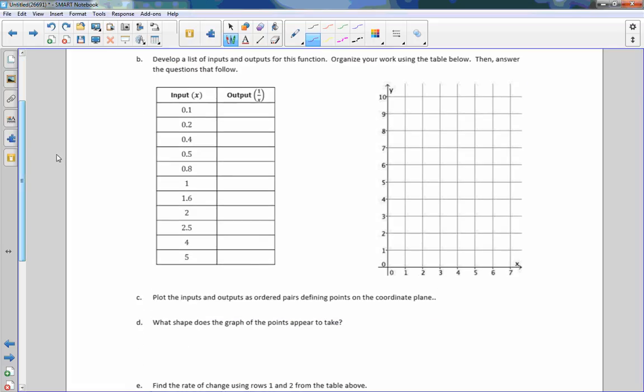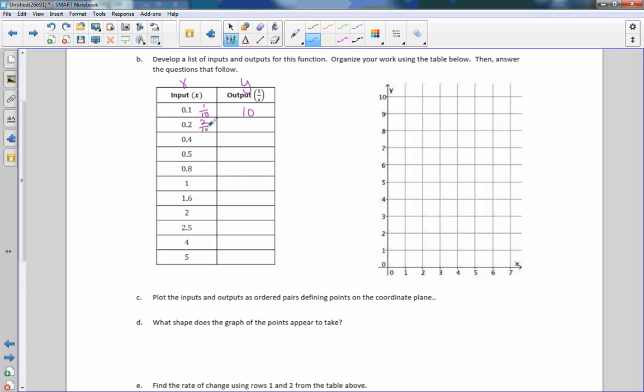Okay, so here we go. Develop a list of inputs and outputs for the function. Organize your work using the table below and answer the questions as follows. This is y. This is x. 0.1 is 1/10. Okay, so I did this for a reason. X and 1 over x are inverses. They're reciprocals. So if I have 1 over 10 and I take its reciprocal, because that's what our output is, then I get 10 over 1, or simply 10.